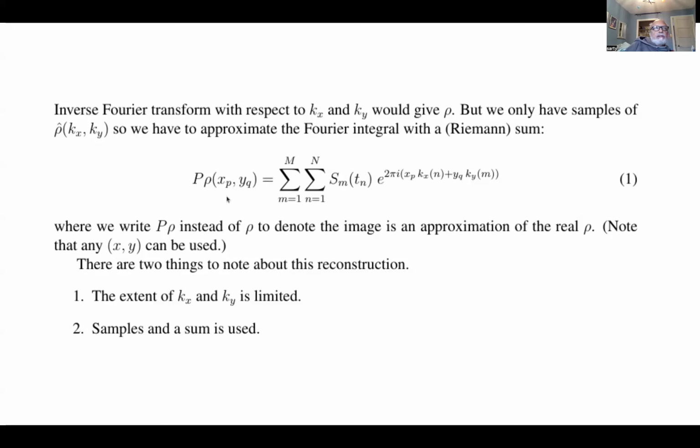There's tricks. You may have heard of zero filling and things like that. That essentially changes the M and N values. But that's a more advanced signal processing technique than the basic things here.